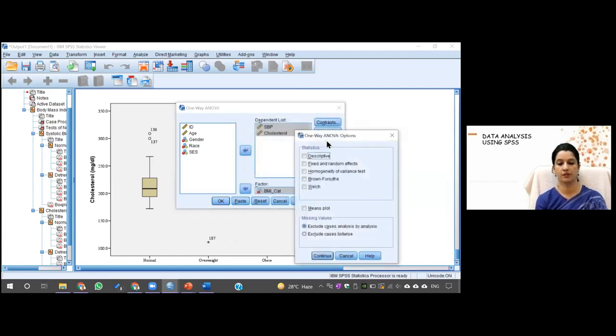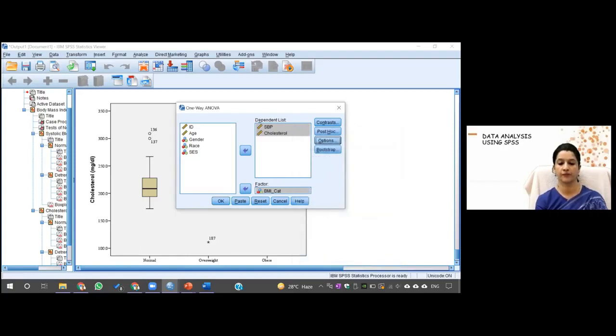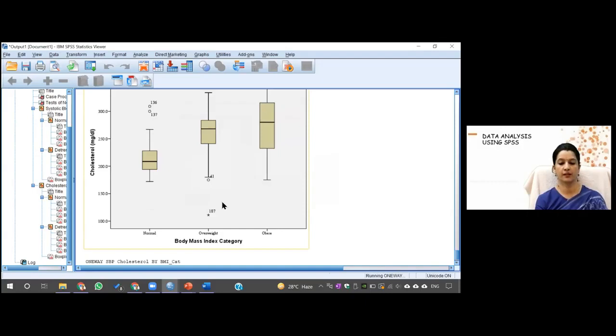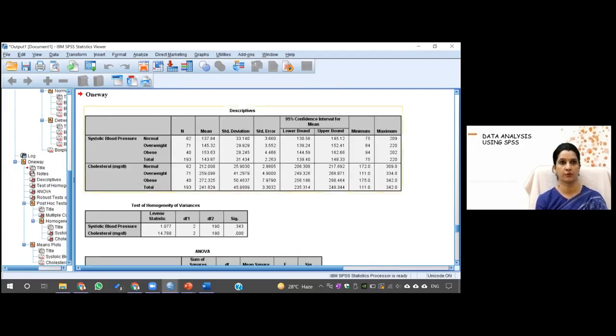In the options, I want descriptives. Descriptive is because I want the mean value of all the three groups. I want this homogeneity of variance, and I want this Welch. So, tick alternate ones. The first, leave the second, third, then leave the fourth, and then fifth. And then mean plot, it is up to you. You can click it and then press continue. So you have to only use this post hoc and options, and then press OK, and then you have got this output.